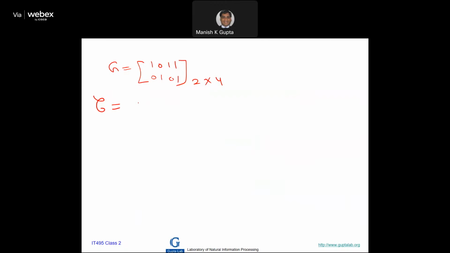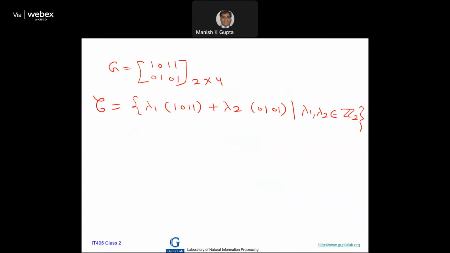So this will be, I can write it down as lambda 1 times 1011 plus lambda 2 times 0101 such that lambda 1, lambda 2 belongs to Z2, right? This is our C. Because this is the generator matrix, right? These are the basis elements of the space.